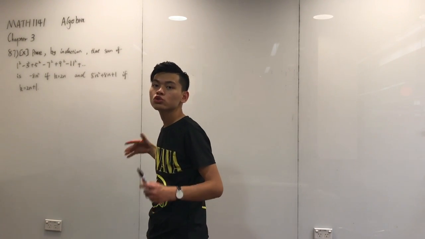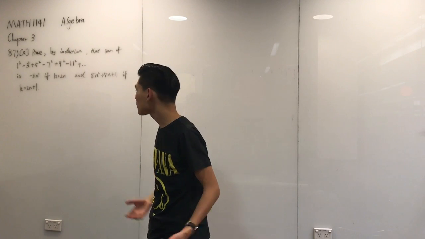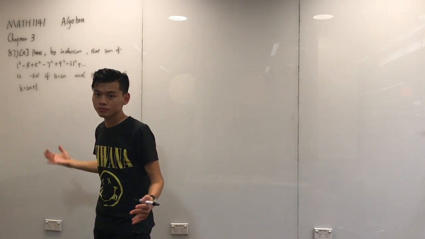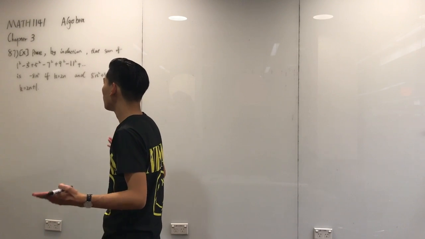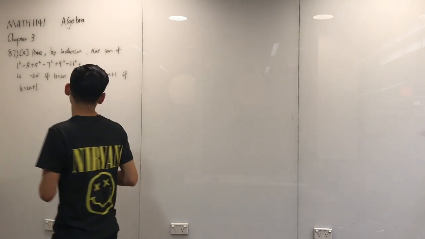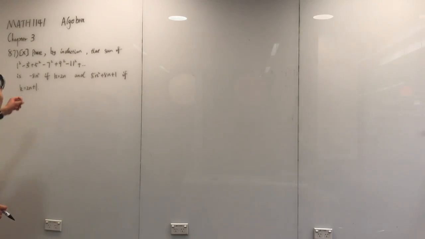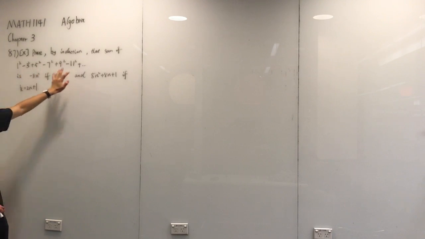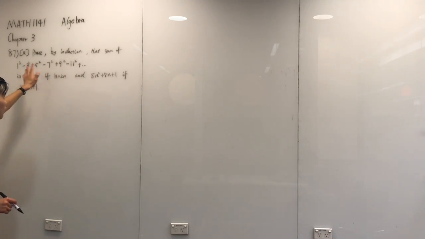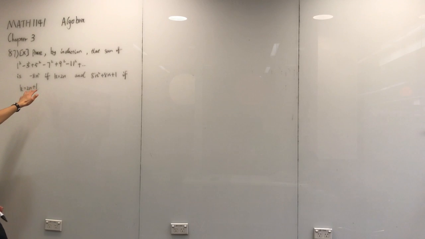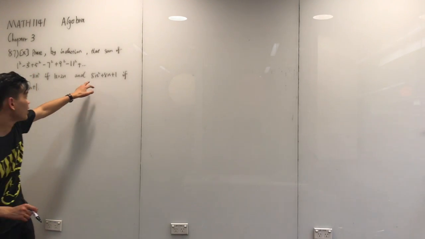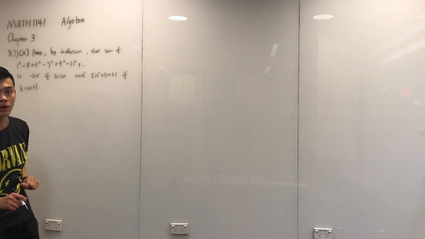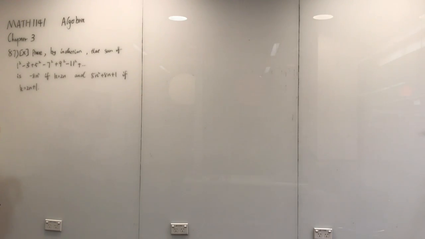So basically we need to do this question by induction, right? So we need to follow the steps of induction. Now let's look at this question more clearly. What is this question talking about? If k equals 2n, the sum of this series will be negative 8n squared. If k equals 2n plus 1, the sum of this series will be 8n squared plus 8n plus 1, right? So which means we have to analyze it in two cases.